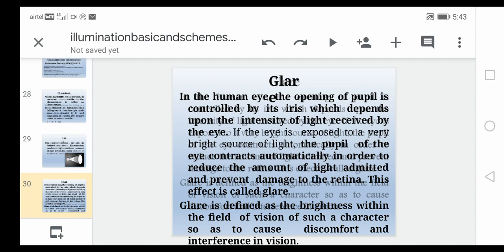A common example is whenever we are riding a bike at night, and the other person focuses his light onto our eyes, we cannot see the road. That phenomenon we call a glare. Glare is defined as the brightness within the field of vision of such character as to cause discomfort and interference in vision. We cannot see, some discomfort will be there, that we call a glare.